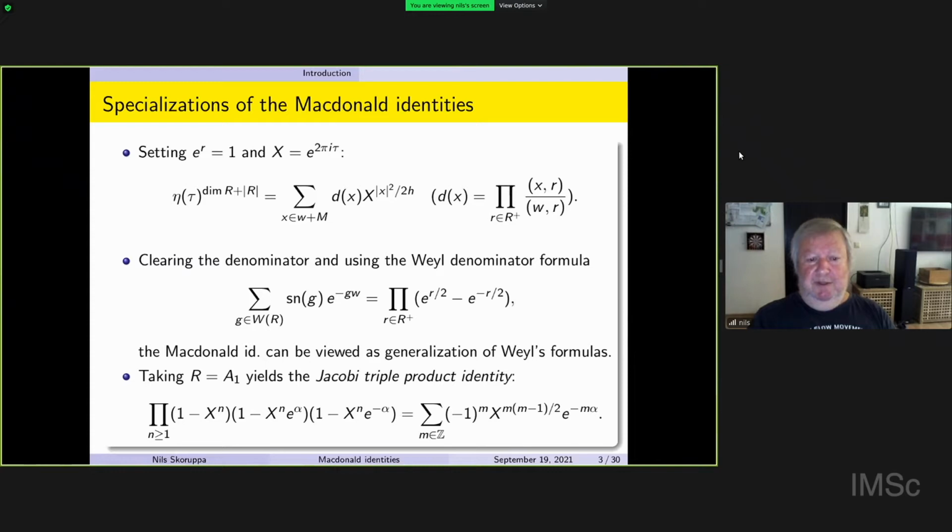Okay, so another thing that you can do: if you take the simplest root system that you can imagine, A1, then you get a specialization, this identity that I put here below, and this is nothing else but the Jacobi triple product identity, written in a strange form. Everybody knows it from number theory. So the Jacobi triple product identity is the simplest Macdonald identity, and you can use the Macdonald identities as generalizations of the Jacobi triple product identity.